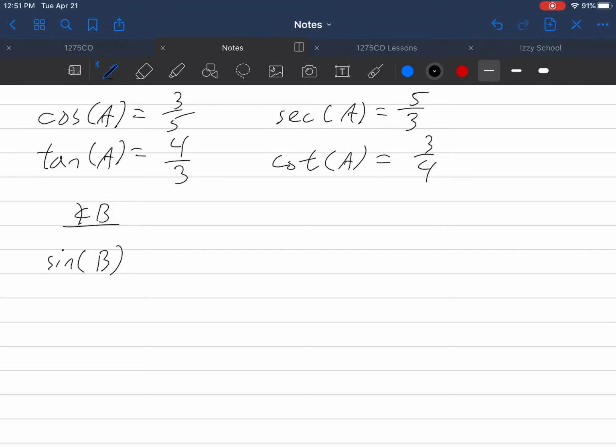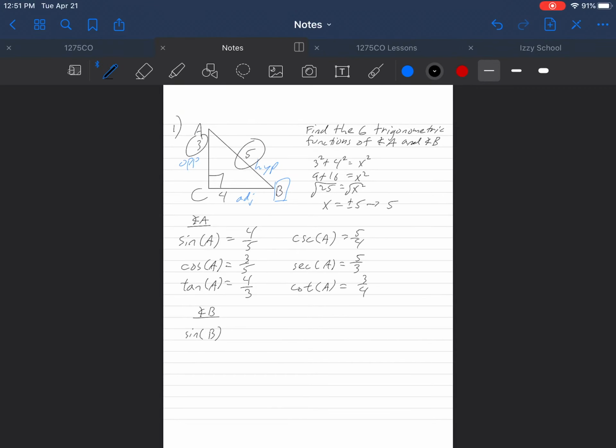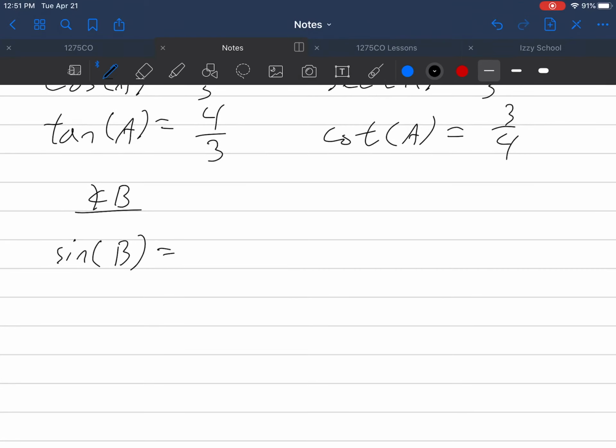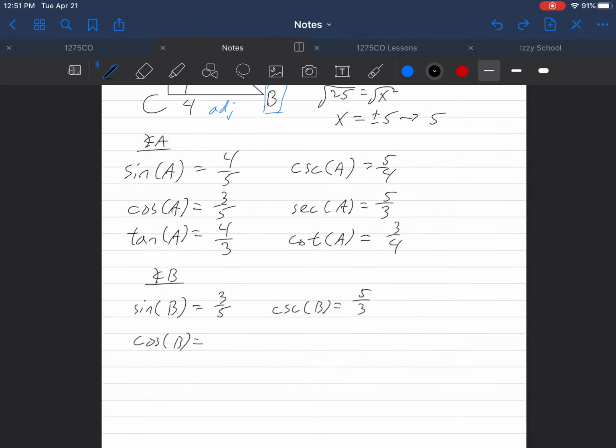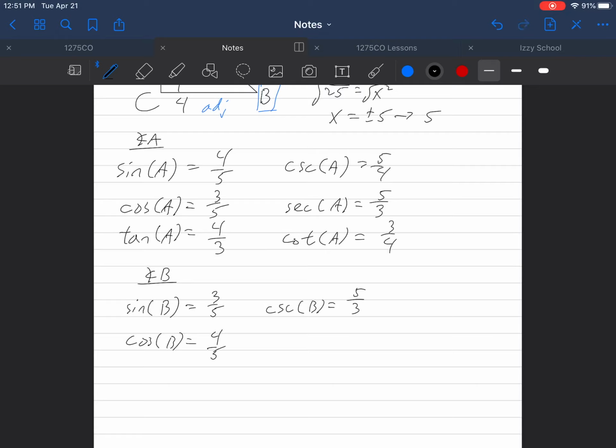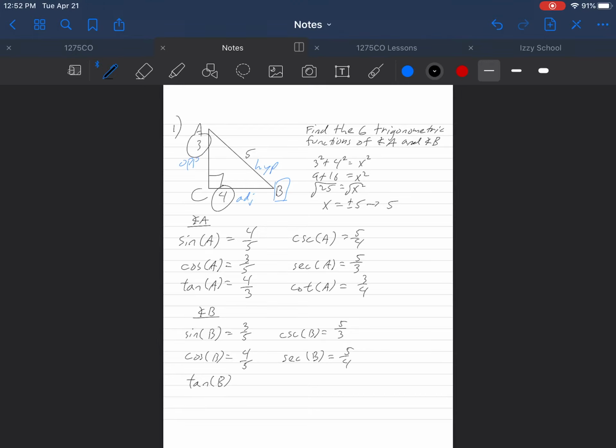so that the sine of B is now going to equal 3 over 5, because 3 is the new opposite. Which makes the cosecant of B equal to 5 over 3. Cosine of B will change also to be adjacent over hypotenuse, so 4 over 5. And that will change the value of secant to be 5 over 4. Tangent of B is now opposite over adjacent again, but now 3 over 4.